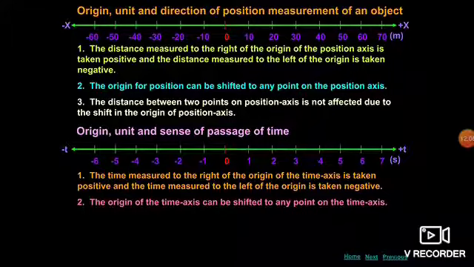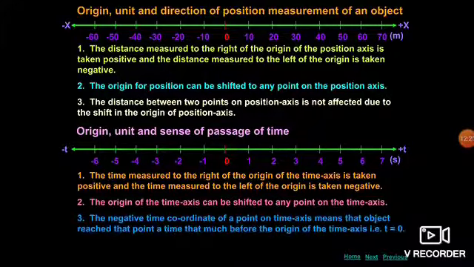The second point says the origin of the time axis can be shifted to any point on the time axis. Again I am saying it can be shifted to 1. Similarly, we are saying the same thing for the above graph, which is showing only plus x and minus x axis. The negative time coordinate of a point on the time axis means that the object reached that point a time that much before the origin of the time axis, that is, t equals 0.